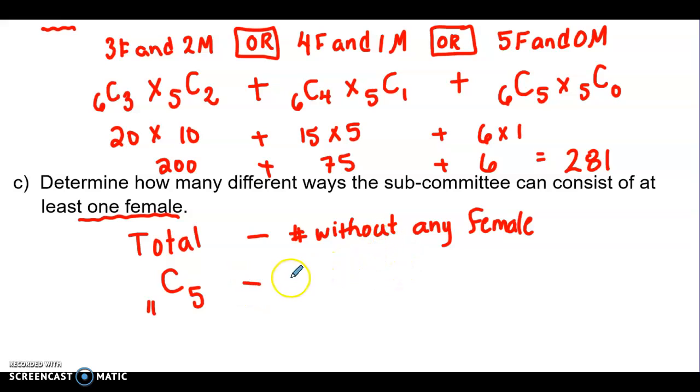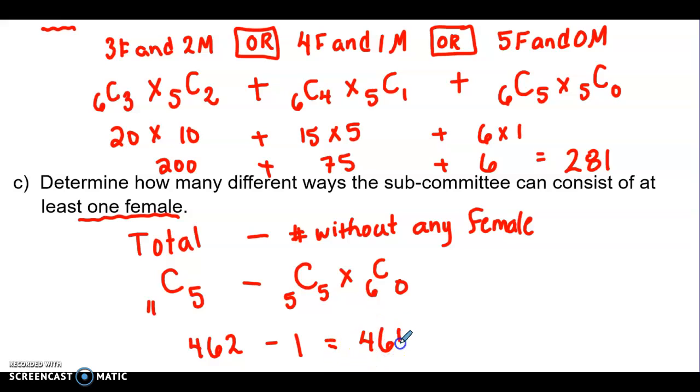So the number of ways without any females is to have 5 males. So there are 5 males and we want to pick all 5, and there are no females. 11 choose 5. There are 462 ways. Subtract 1 way to pick a group with all males, and that leaves us with 461 different subcommittees that we can choose from to have at least one female.